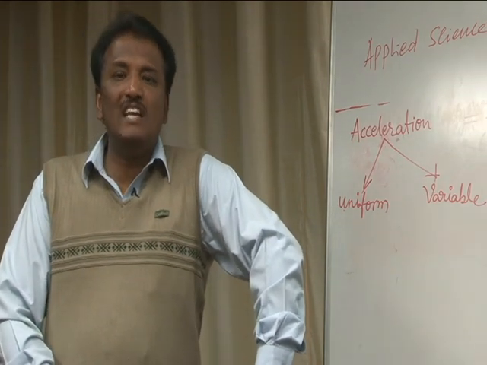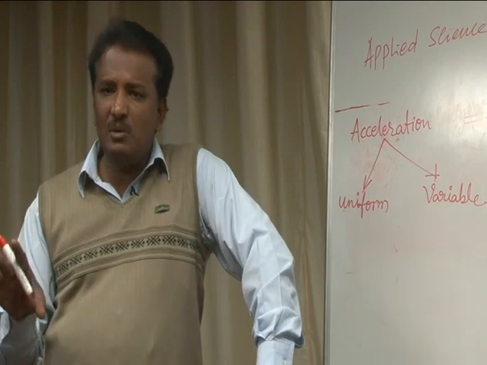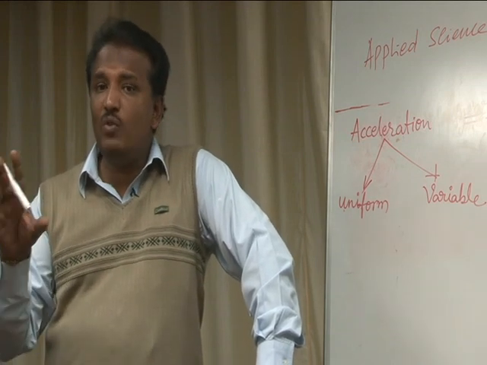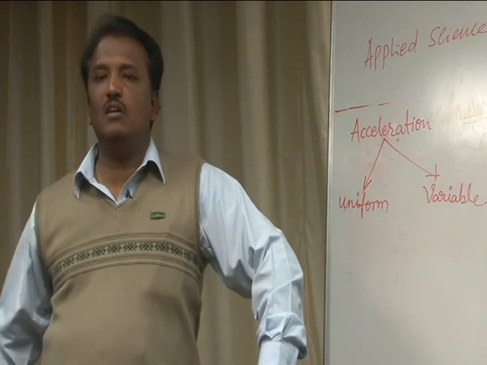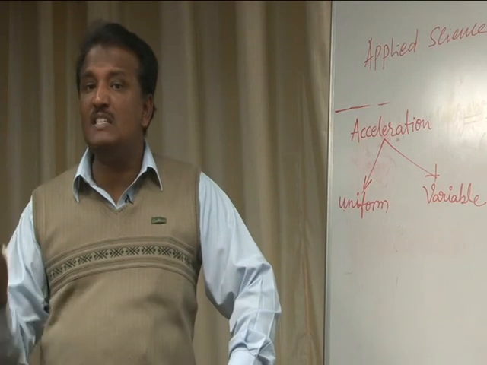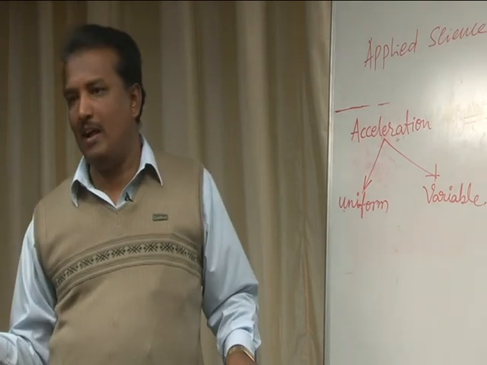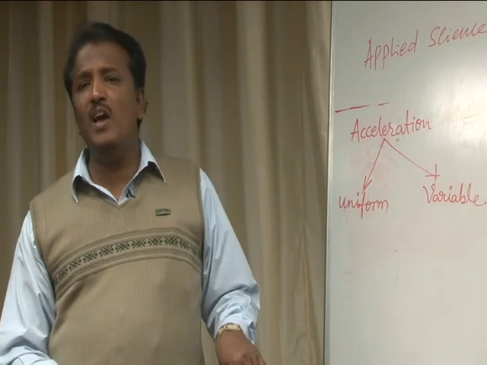The word uniform itself gives what type of acceleration it is. It is constant. Acceleration means change in velocity, and change in velocity should be constant. That is all. Uniform acceleration means velocity changes uniformly, constantly, without any abrupt manner. So, what is a variable acceleration?